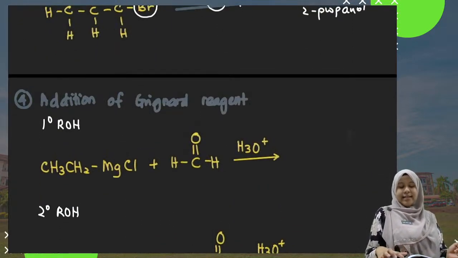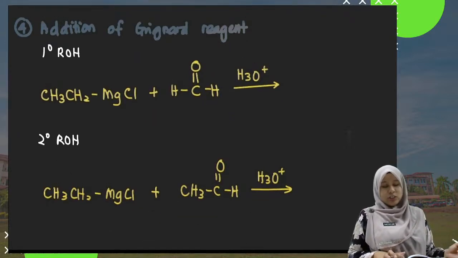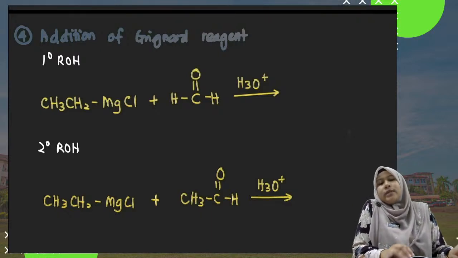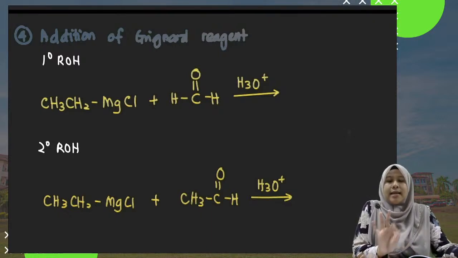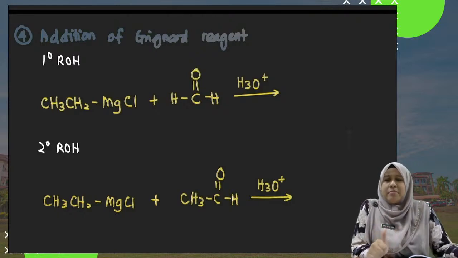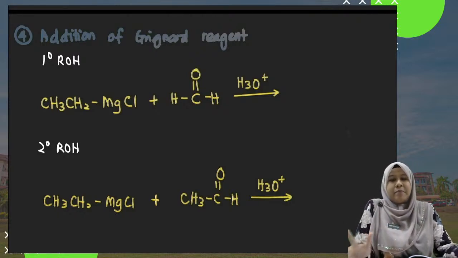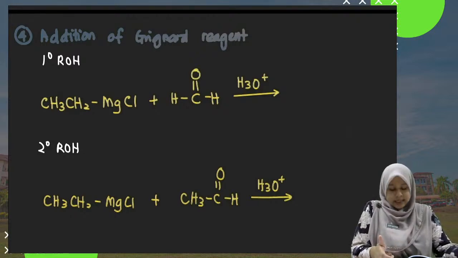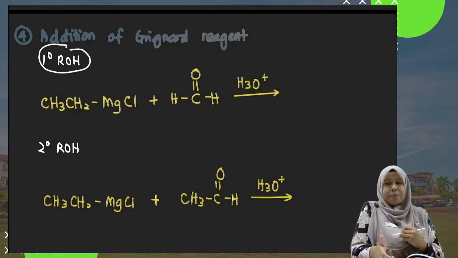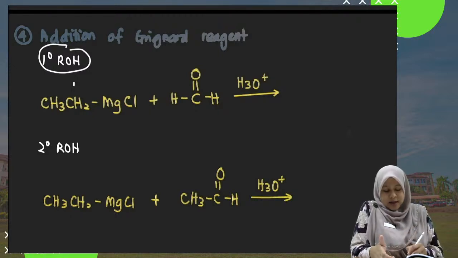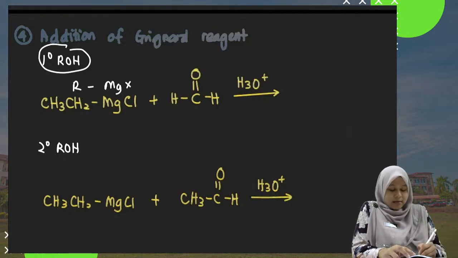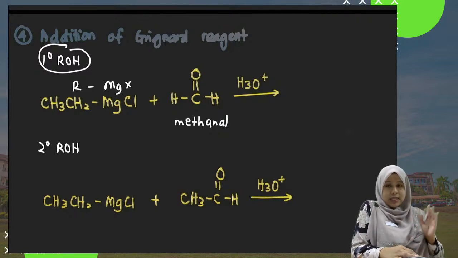Okay, the fourth reaction is addition of Grignard reagent. Untuk Grignard reagent ni kita belajar dalam topik haloalkane last week punya lecture kan. So daripada addition of Grignard reagent kita boleh hasilkan 3 class of alcohol, primary, secondary and tertiary. Tapi depends on the reagent, reagent apa yang kita guna. For example kalau kita nak hasilkan primary alcohol, yang ni kita punya Grignard RMgX. This one is Grignard reagent. React dengan metanal only.